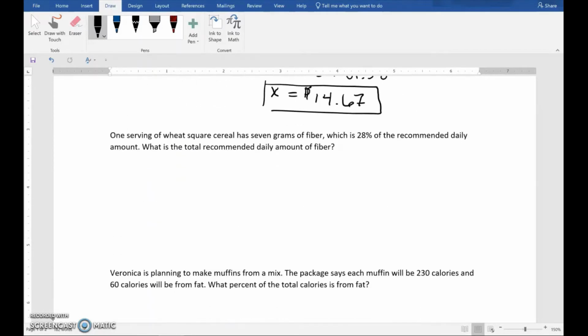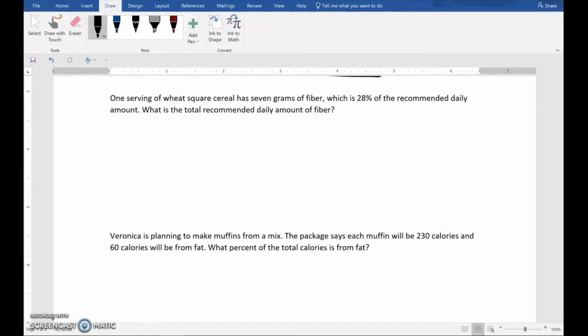And tips are a good one, but there are lots of situations in which you use percentages. So let's look at this next problem. One serving of wheat square cereal has 7 grams of fiber, which is 28% of the recommended daily amount. What is the total recommended daily amount of fiber?